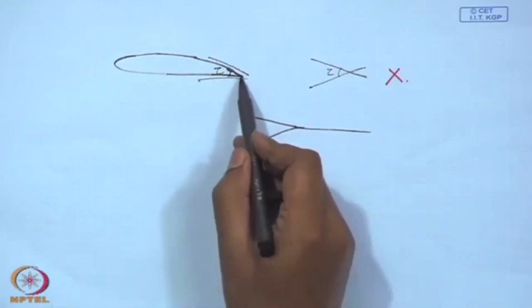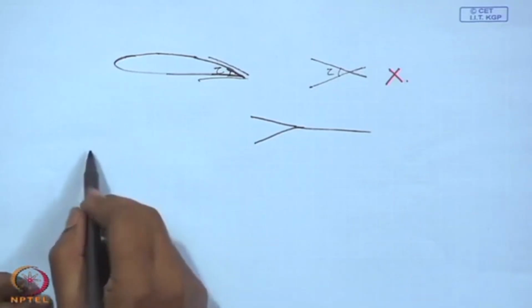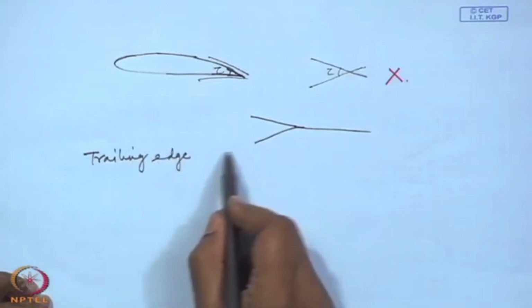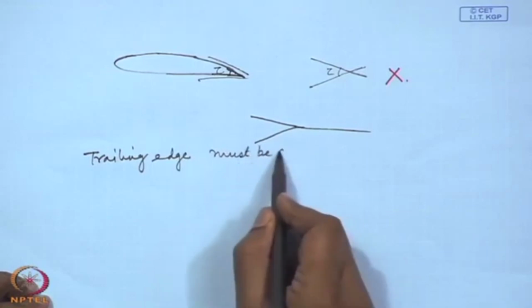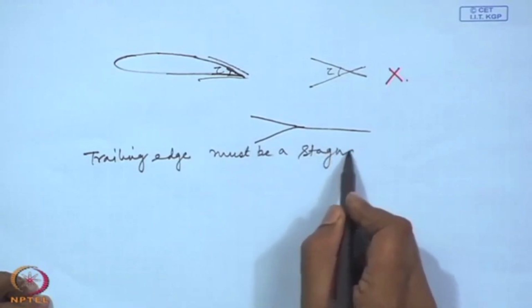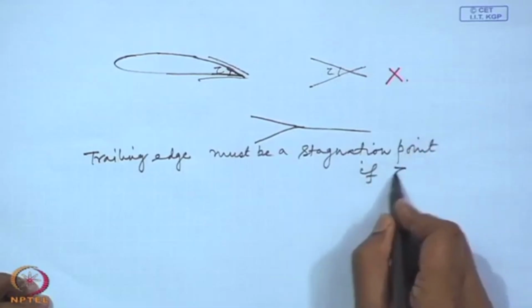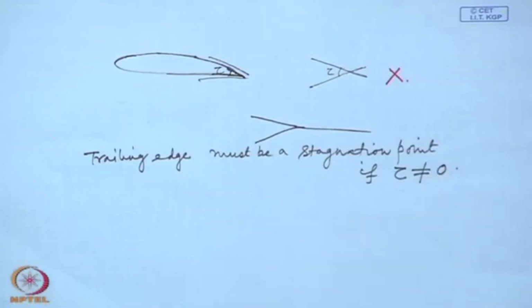And how is that possible? That is, at the trailing edge the velocity must be 0. At the trailing edge the velocity must be 0, or the trailing edge must be a stagnation point. That is, when the trailing edge angle is finite, the trailing edge must be a stagnation point. That is the meaning of the statement that the flow must leave the trailing edge smoothly.